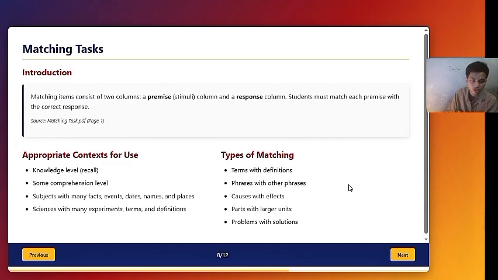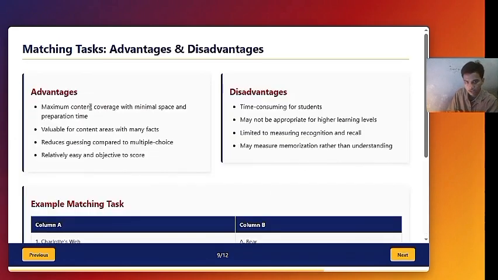Next, why do we need to use matching tasks? It is highlighted here: the advantages and disadvantages. The first advantage is maximum content coverage with minimal space and preparation time. It is valuable for content areas with many facts. It reduces guessing compared to multiple choice for the students, and is relatively easy and objective to score.